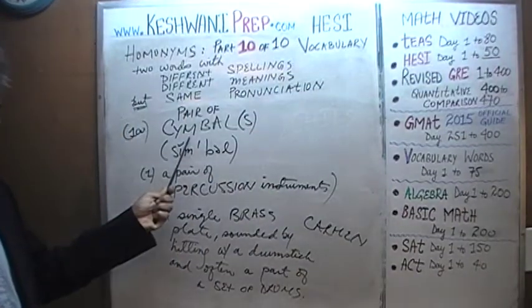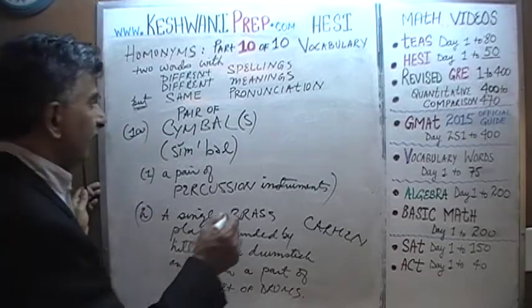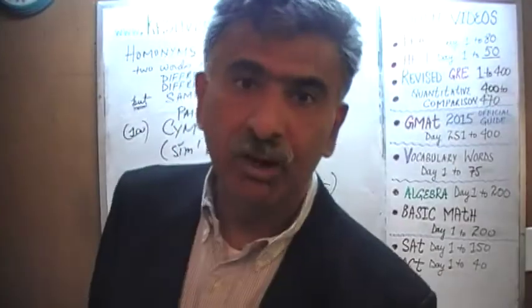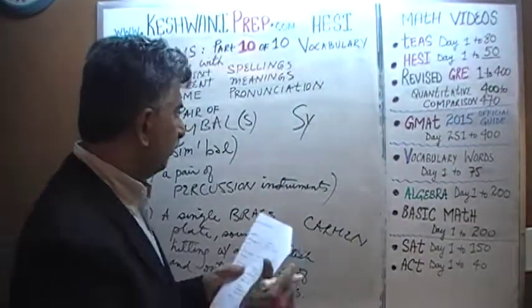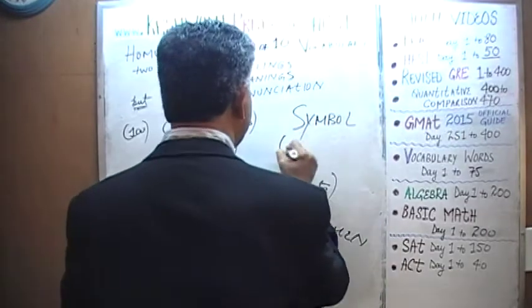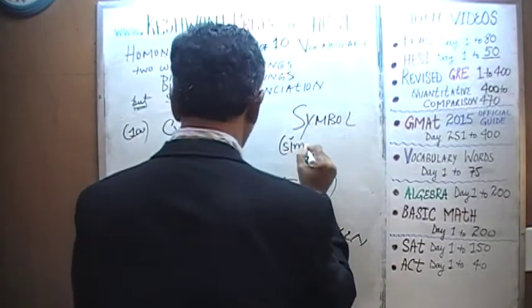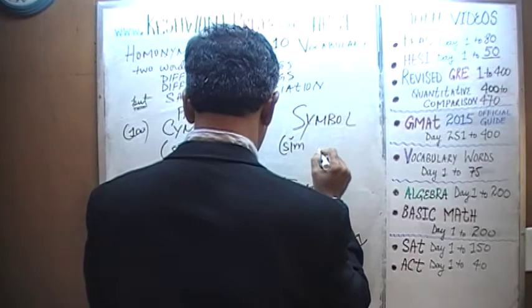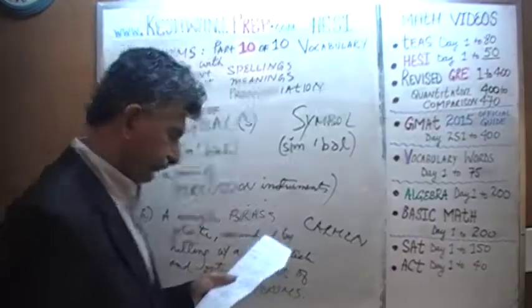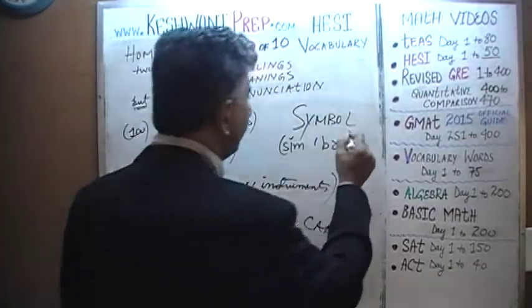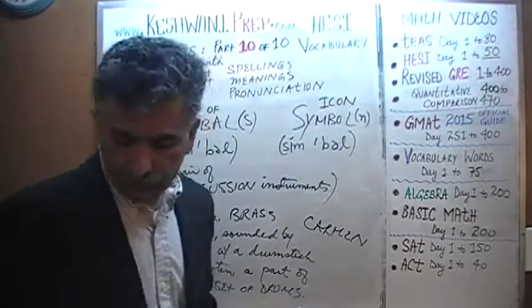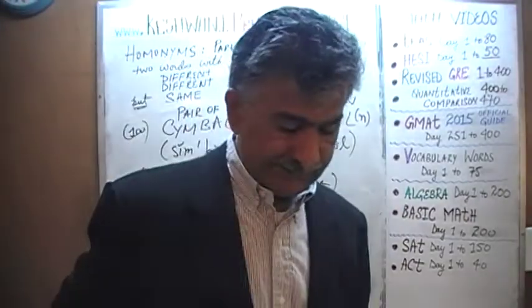Don't confuse this cymbals. This is pronounced in the exact same way as the other cymbal. Of course, when I said don't confuse, I was being silly, obviously, because why would you confuse? They have nothing to do with each other, which is this cymbal. Again, exact same pronunciation, symbol, which is a noun, as in icon, the symbol that you use.